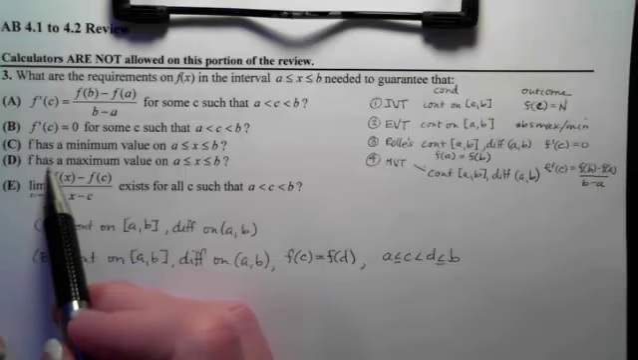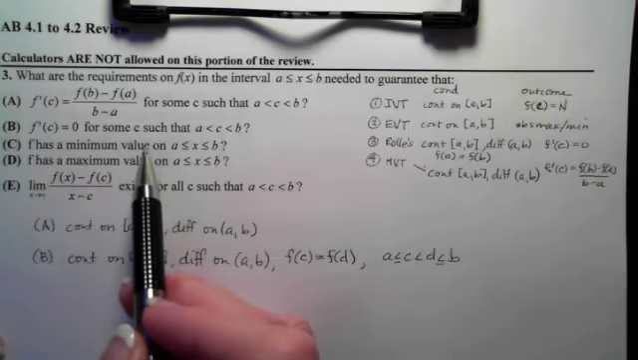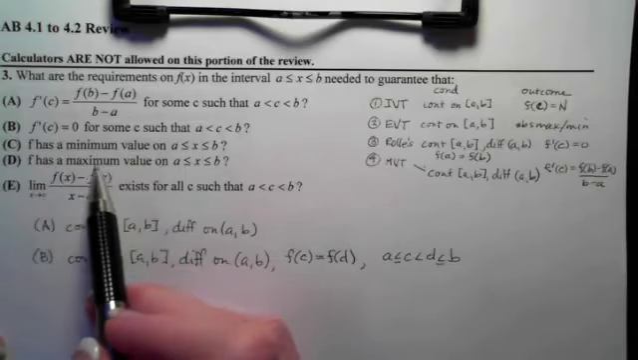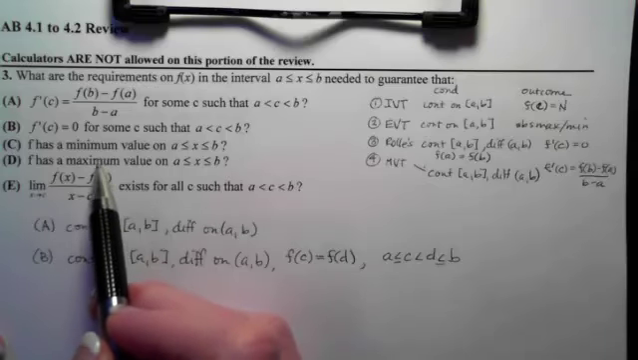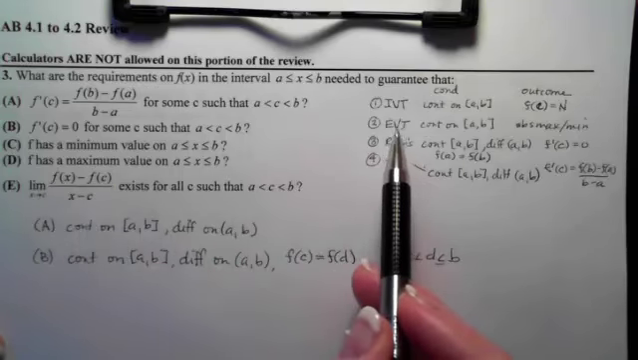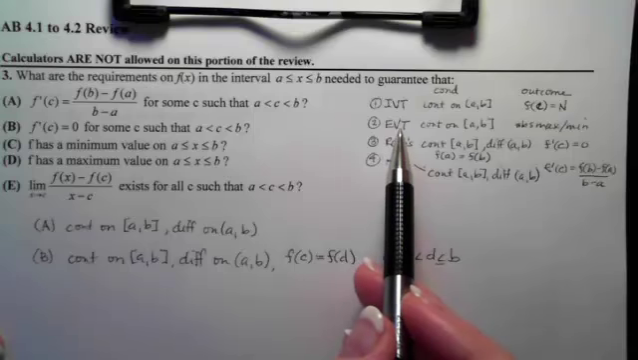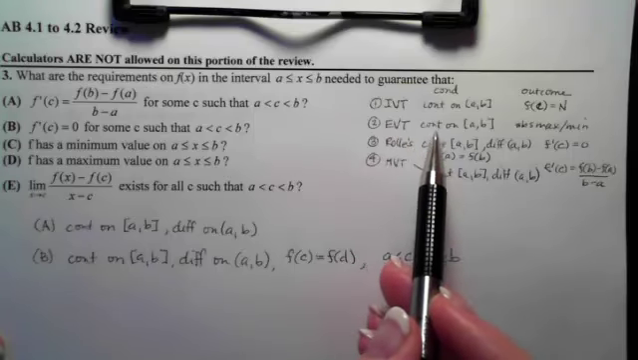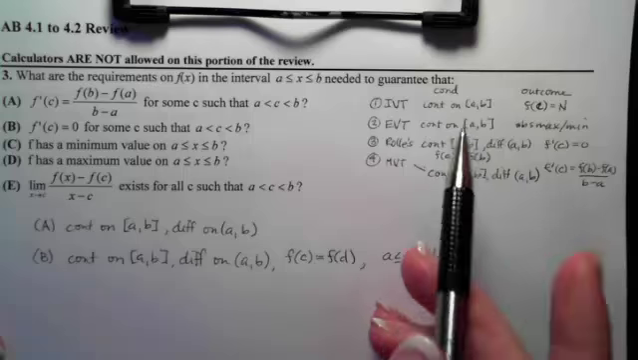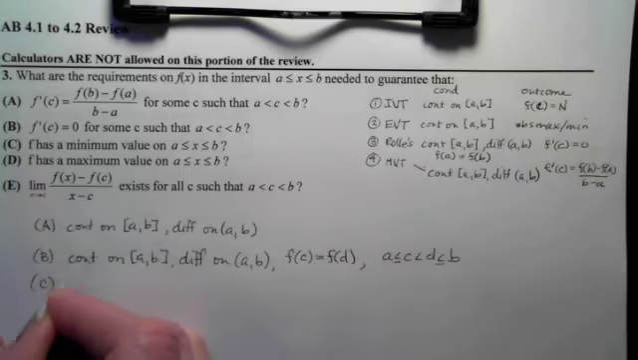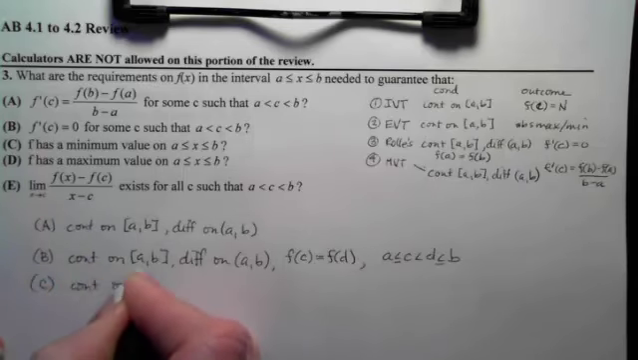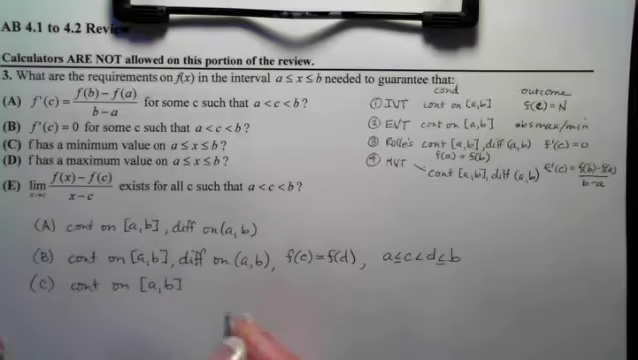So now let's look at C and D. They're both ending up with a minimum value and a maximum value. So the thing that guarantees mins and maxes are the extreme value theorem. And we only get the extreme value theorem if we are continuous on the closed interval. So C, we have to be continuous on the closed. Part D, same thing. It's that extreme value theorem conclusion again.